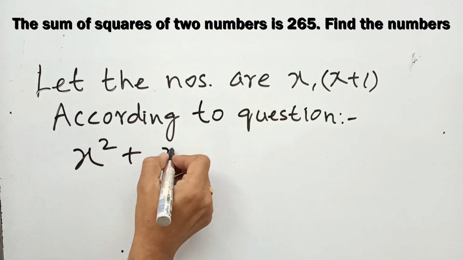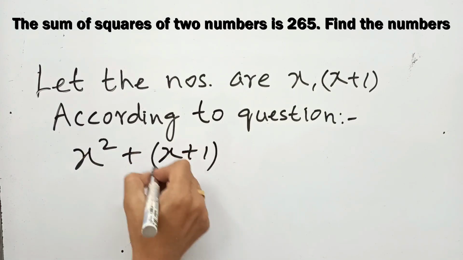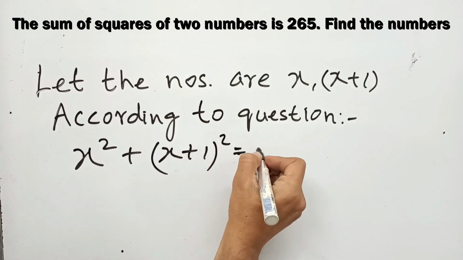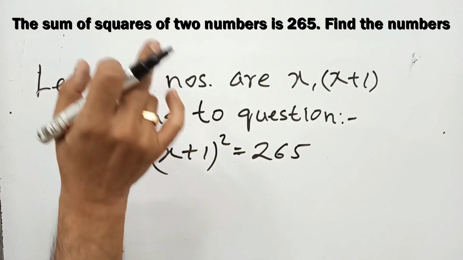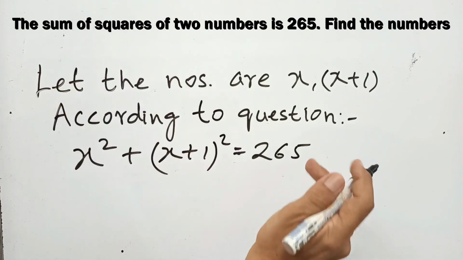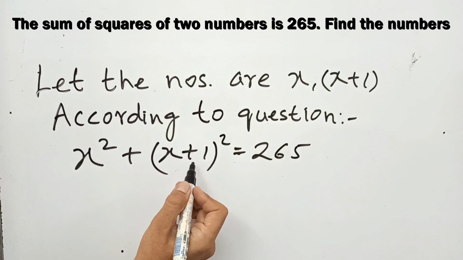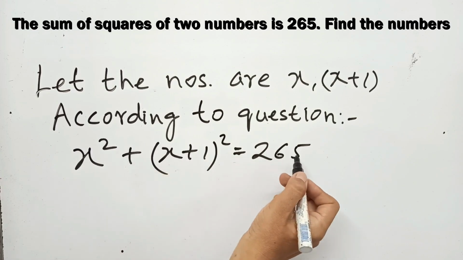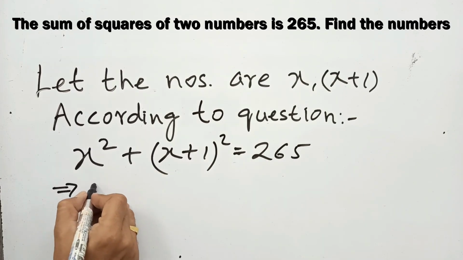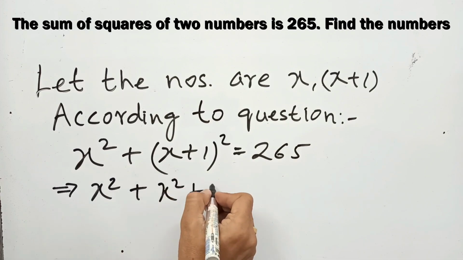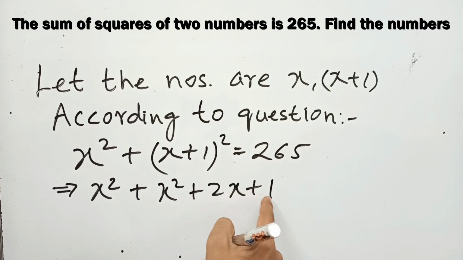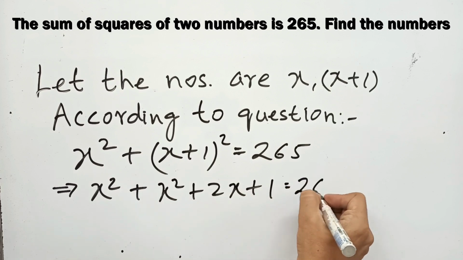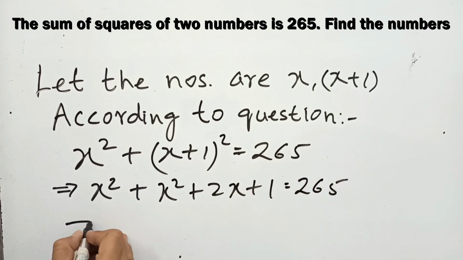According to the question, the sum of the squares of two consecutive numbers is equal to 265. See student, here we are converting that situation into a mathematical equation. Using (a plus b) whole square, a square plus 2ab plus b square, is equal to this 265.